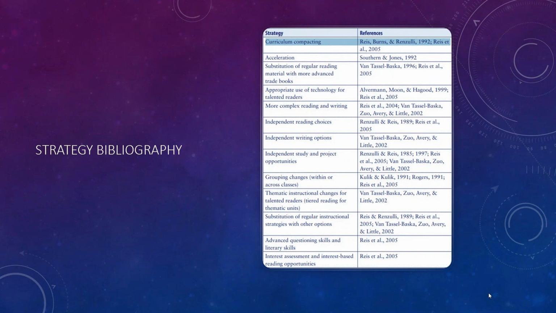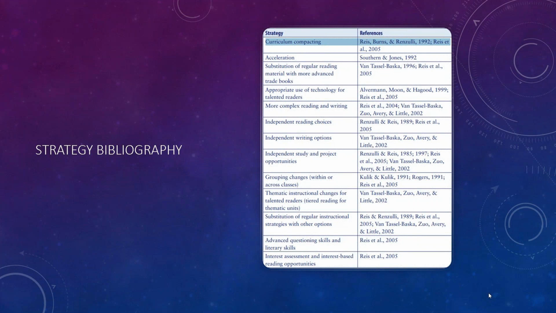One of the things that I also found particularly helpful was the Renzulli and Rice 1989 and Rice et al. 2005 about independent reading choices. This really delves into the idea that while it is important to give our students some choice, we must also have a guiding hand in that choice, because otherwise we might have students simply engaging with the same text or the same genre repeatedly. So I think that it would be worth your time, if you are looking for particular aspects of strategies within your classroom, to take a look at some of these resources.